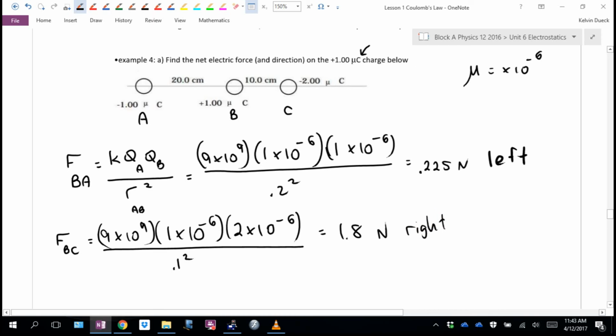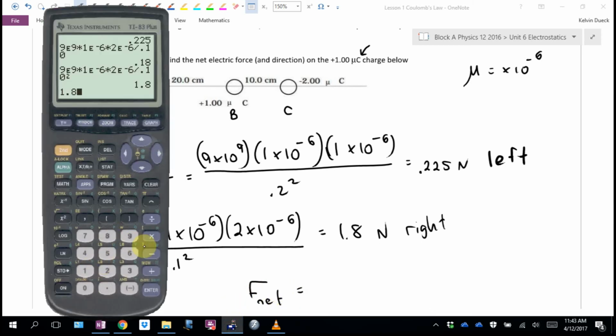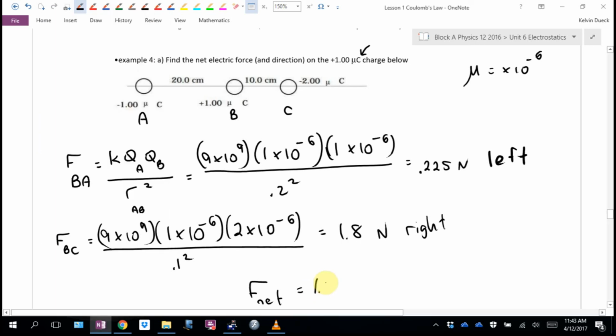How would I add 1.8 newtons right plus 0.225 newtons left? This is going to be winner minus loser. What if they were in the same direction? Winner plus winner. So the net force, 1.58. Direction, what was the winning direction?